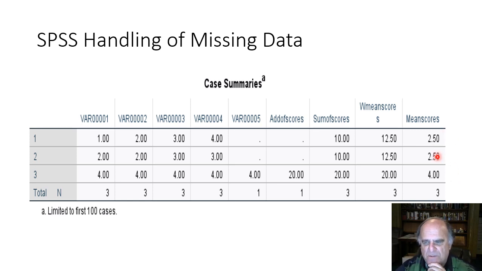So it doesn't return a missing value here because I'm using the mean function, and it's calculating the mean of the non-missing data.